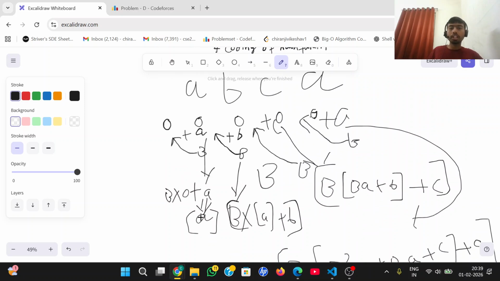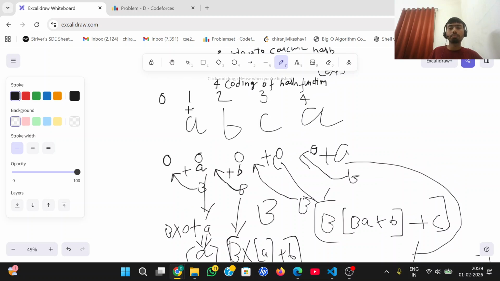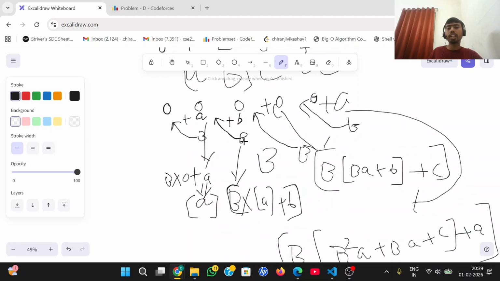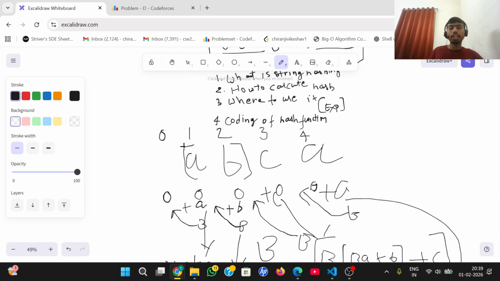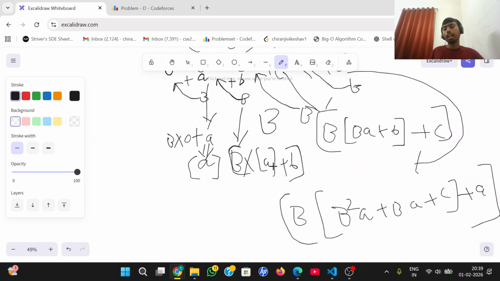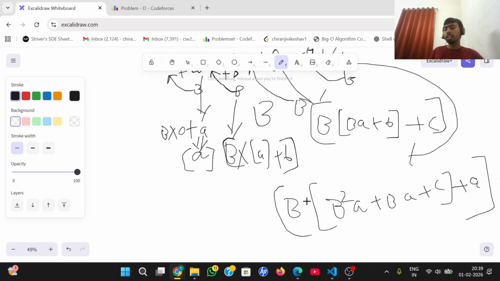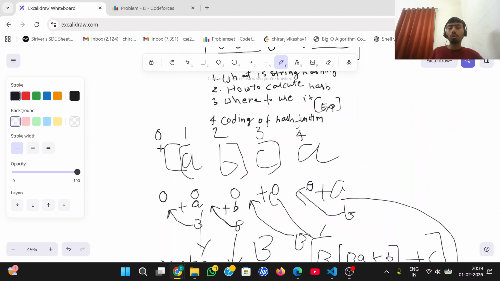The first value represents the hash of the string A. Okay, only A. The second value represents the hash of the string AB. Not only B, it represents the hash of AB. The third value represents the hash of the string ABC, not only C. And the last value represents the hash of the whole string.